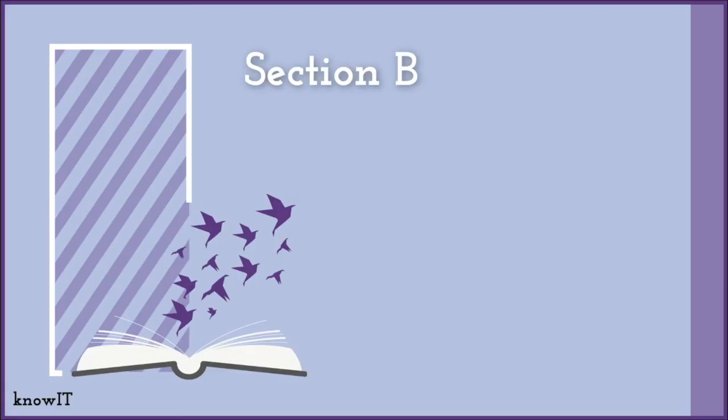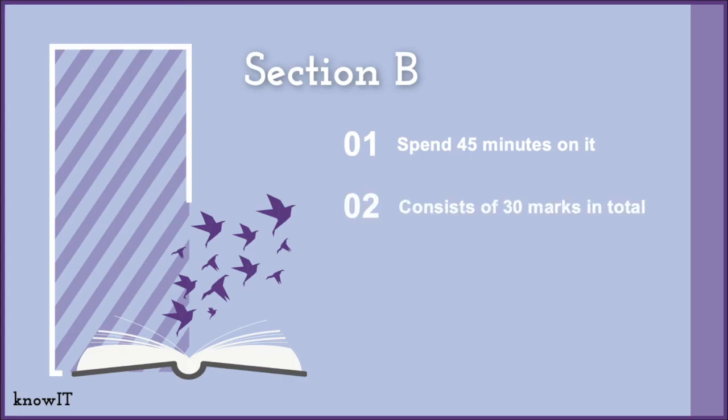First of all, the first thing to remember about Section B is to spend 45 minutes on it. So in this paper, you equally divide the time you spend on the sections. Section A, 45 minutes, Section B, 45 minutes as well, and then in total, 1 hour, 30 minutes. Then, of course, this section consists of 30 marks in total.